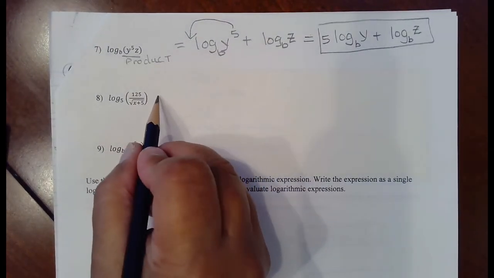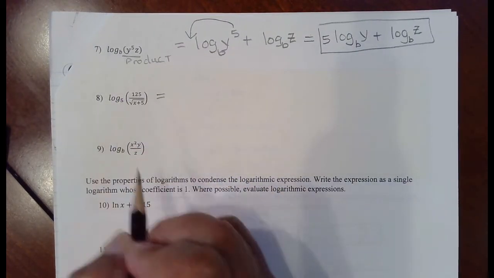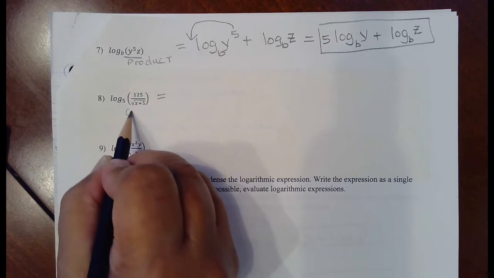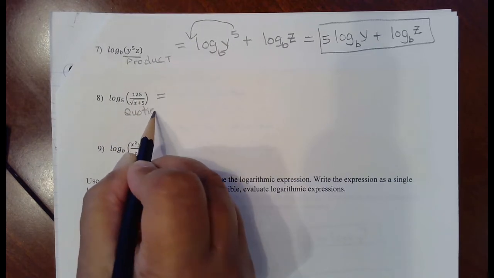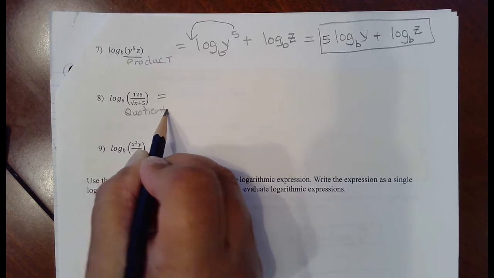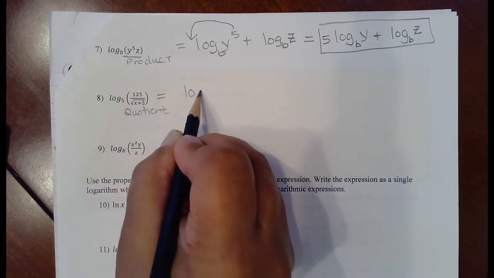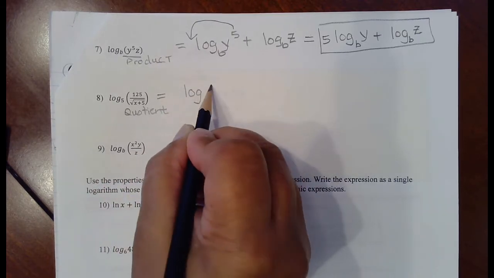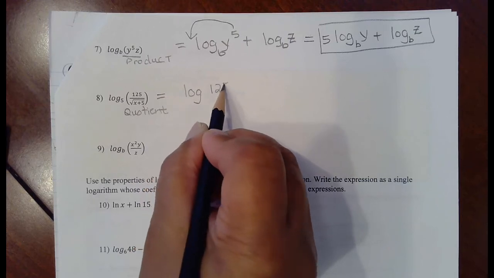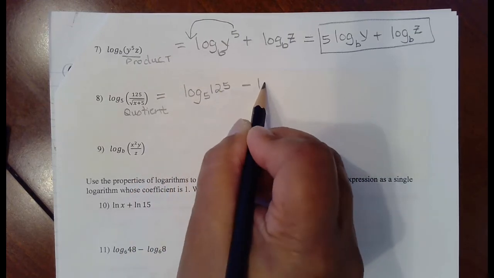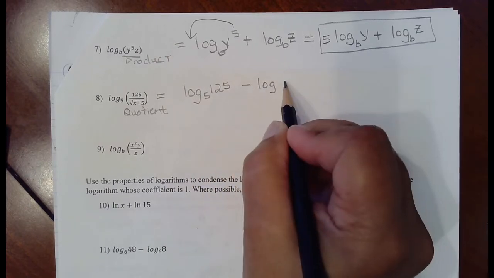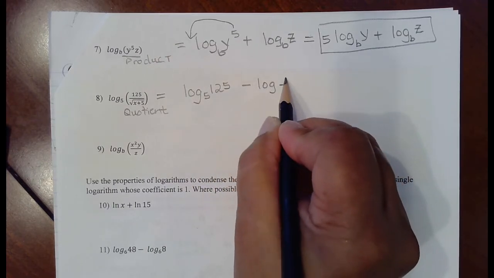Moving on to number 8. This is a quotient, so the first thing you're going to want to do is take that quotient apart. A quotient gets taken apart, or in other words, expanded, by writing it as a difference. So it's log of the top, and this is base 5, minus log of the bottom, which is x to the 1/5.